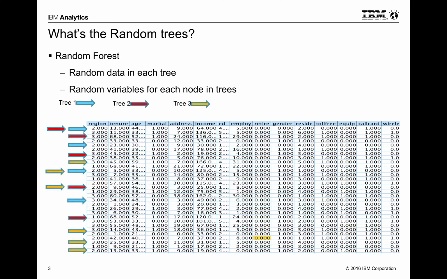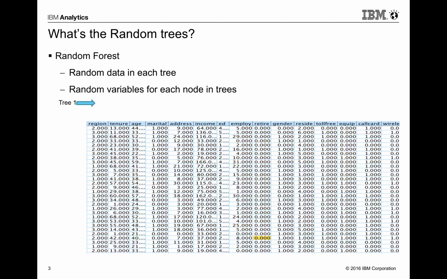For tree 3, it has 6 cases selected. It has overlap with both tree 1 and tree 2. That is the first random dimension. The second dimension is the random variables selected for each node in the same tree.